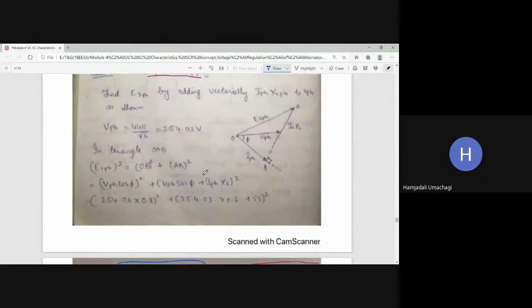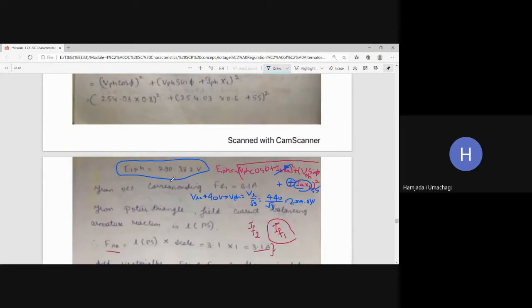If you use the phasor diagram, you should analyze all the things here. Once again, it is the same formula only. You need to draw this phasor diagram, and according to the phasor diagram you write all these things. Instead of that, directly you can write this formula, that is, E1 pH is equal to the square root of V phase cos phi plus I Ra whole square and so on. So E1 pH, all of you are getting 290.382 volts. Yes? Yes, sir.